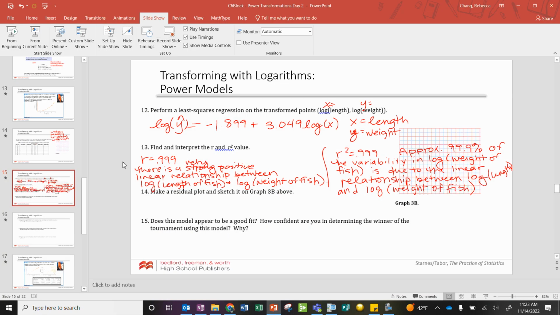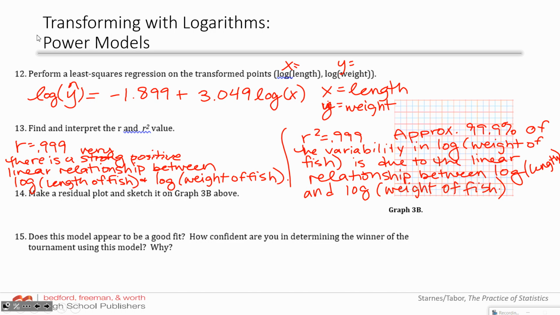So question number 15, it says, does this model appear to be a good fit? How confident are you in determining the winner of the tournament using this model, and why? So I would say yes. The answer is a definite yes. It appears to be a good fit. And there's a bunch of reasons. If you're asked a question like this, please do not just tell me, yes, R is close to 1. That's not enough. You have so much information here. You need to give me as much reasoning as you can.